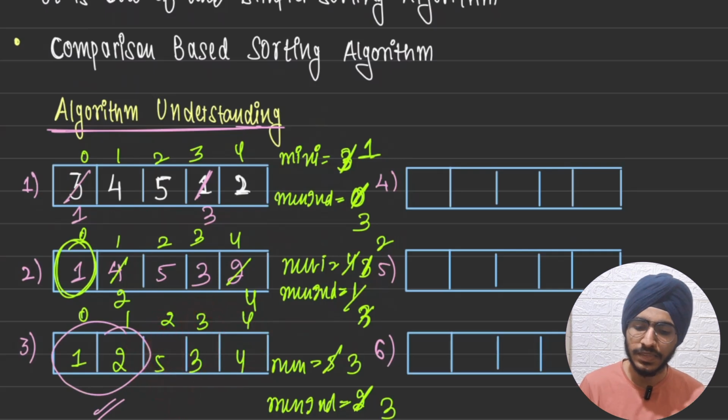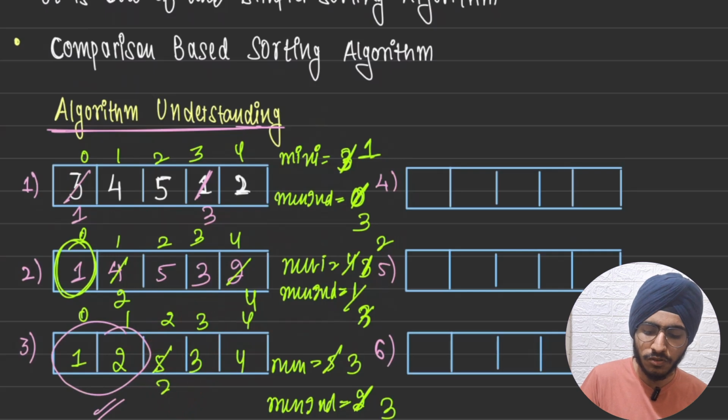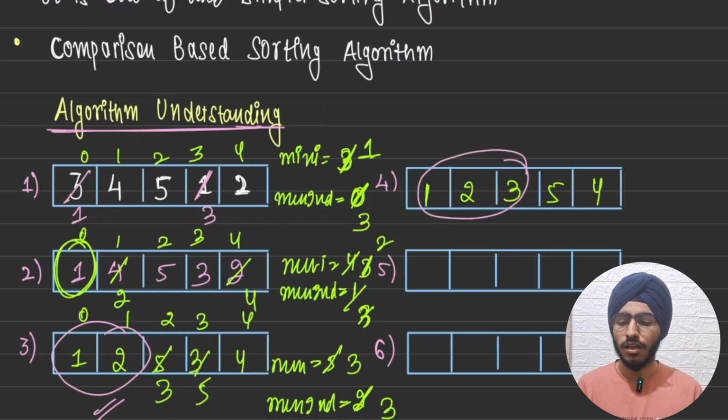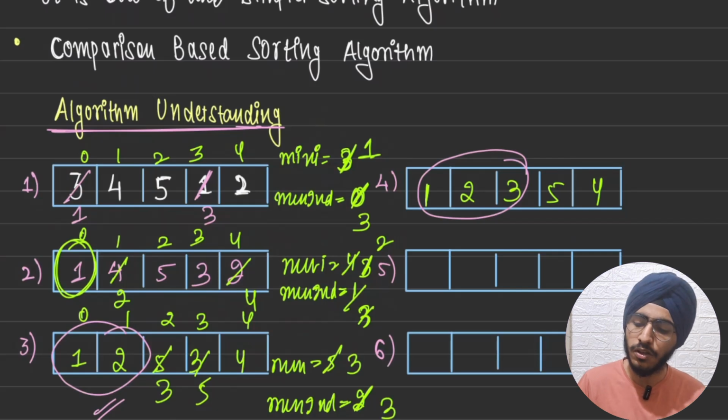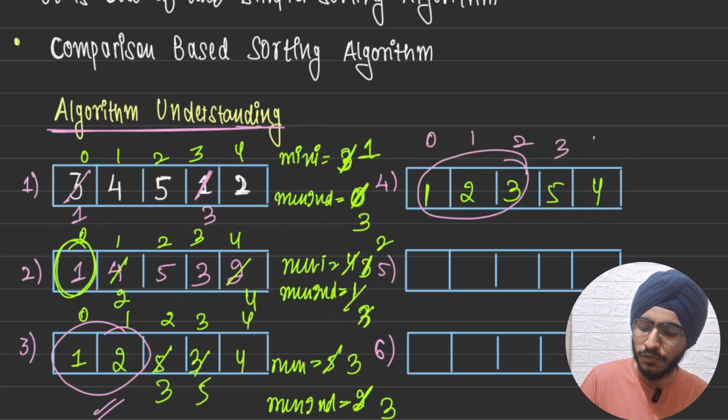Now what we will say? Let's swap. So this will become 3, this will become 5. So we have seen 1, 2, 3, 5, 4. So what we have observed? 1, 2, 3 is fine. Now where do we need to focus? 5 and 4. Now 5 and 4 will come.